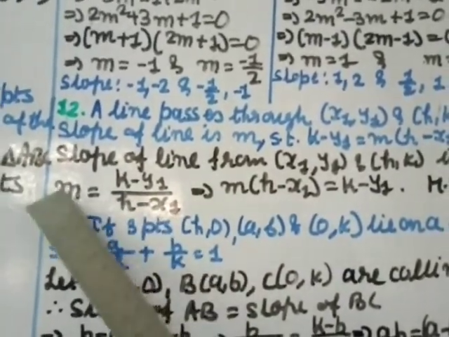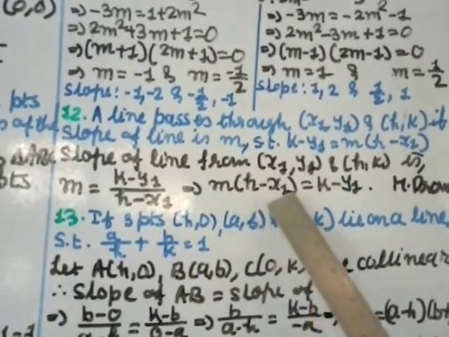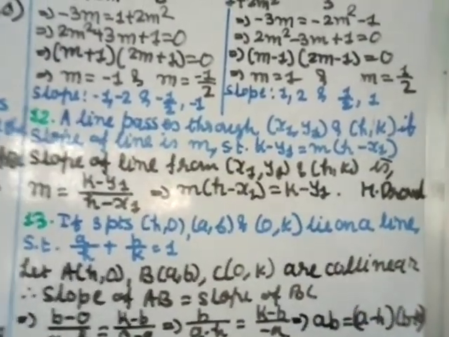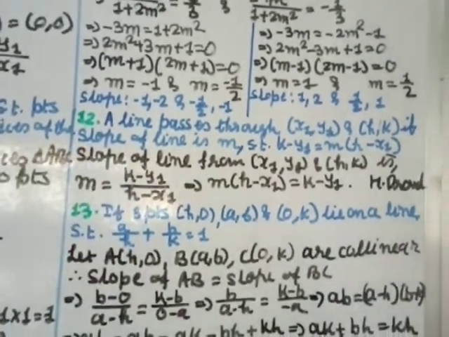So transfer this over here, so get m into h minus x1 and this k minus y1, and this is what they have asked us to prove, so hence proved. So it is just one line question.